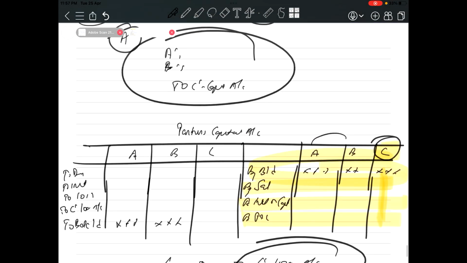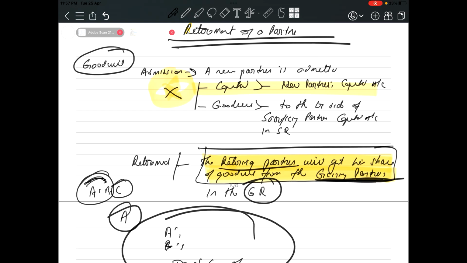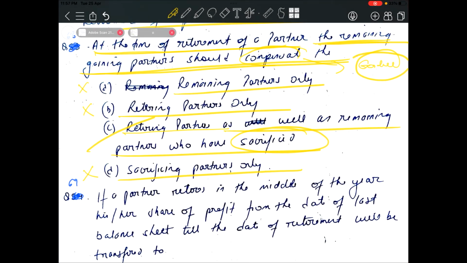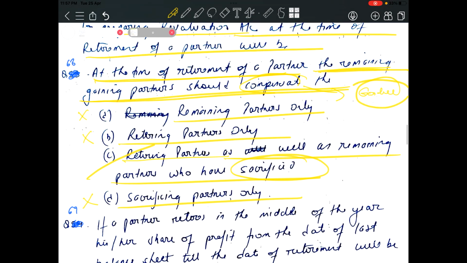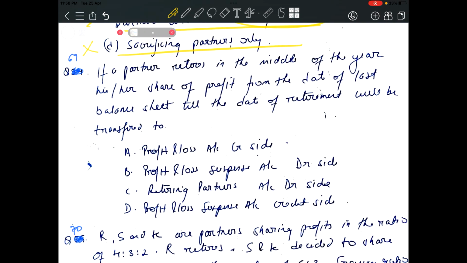You have noted this down, I guess. See, the retiring partner will get his share of goodwill from the gaining partner. Only the gaining partner will basically compensate. So the retiring partner will get his share of goodwill from the gaining partner, and any partner who is sacrificing will also get the share of goodwill. So I hope this is clear. The right answer of question number 68 is option C. Now let's go to question number 69.